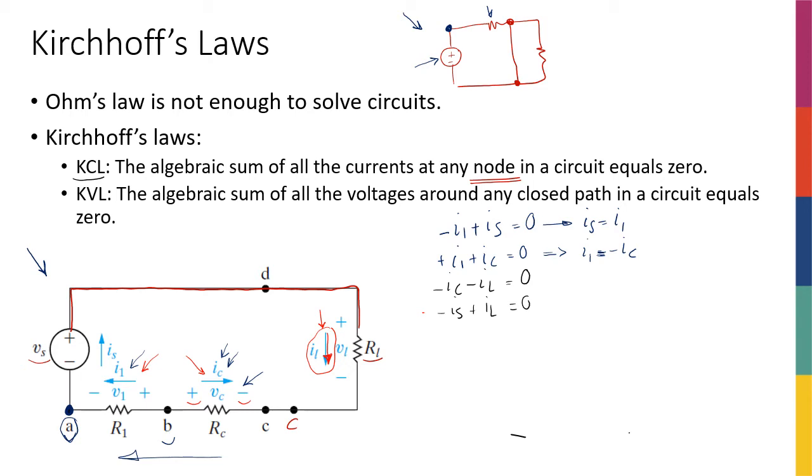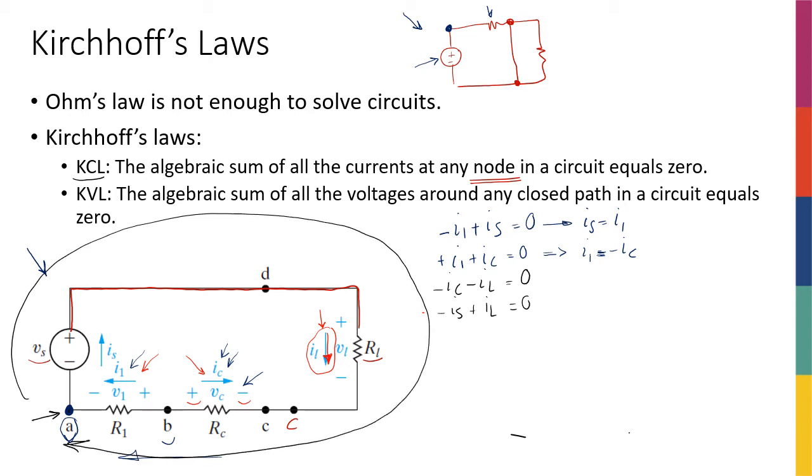And then for KVL, KVL is telling us the algebraic sum of all voltages around any closed path in a circuit equals 0, right? So if I start from any point, let's start from point A. If I want to go around this closed path and come back to node A, the first thing I'm going to see is this voltage source. So the voltage source is telling me that the potential in my circuit is going up when I move from node A here to node D here. The potential goes up by a voltage Vs. So I'm going to write plus Vs.